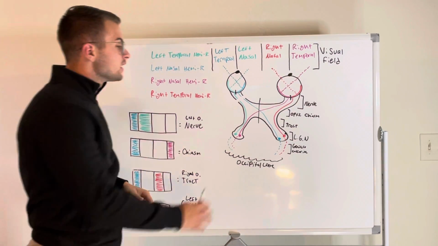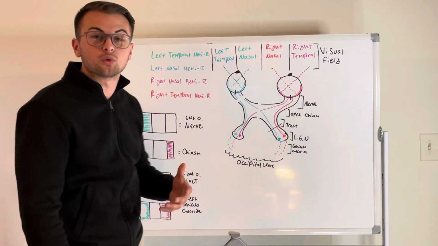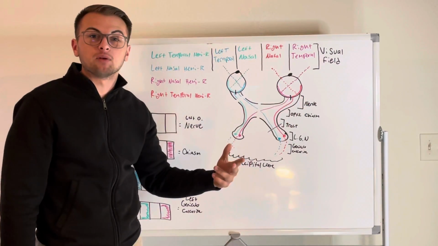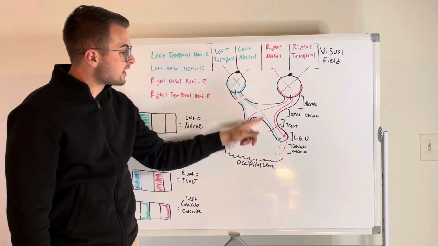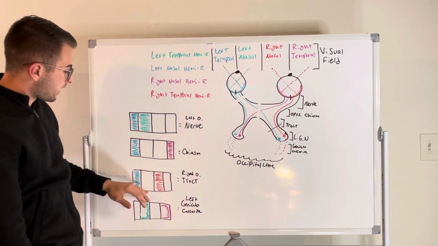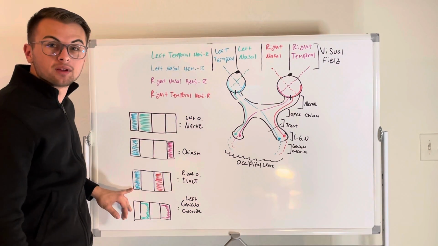So now let's cut the right optic tract. What happens when we cut the right optic tract? What's going to be affected? Well, we know that the right temporal hemiretina and the left nasal hemiretina are going to be affected. So this means that the right nasal field and the left temporal field will be affected.